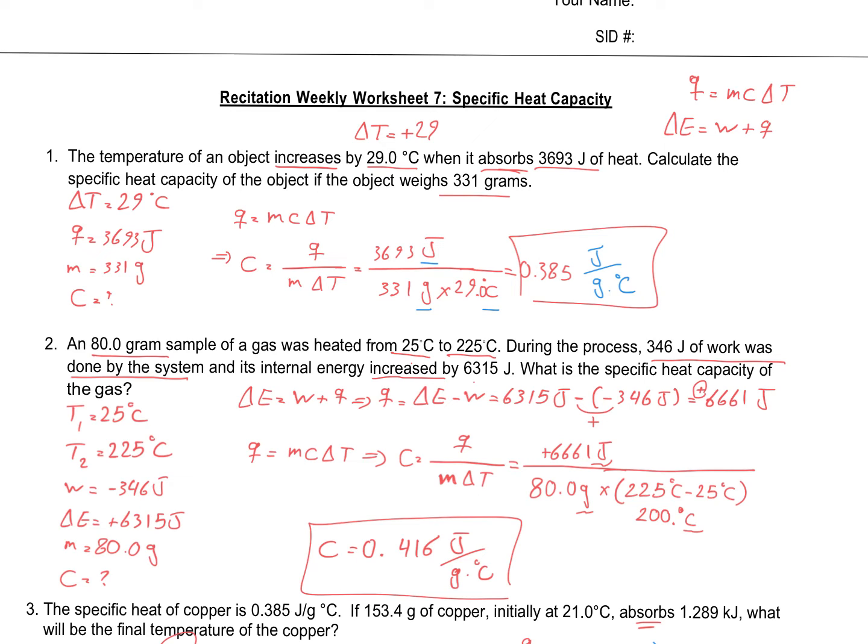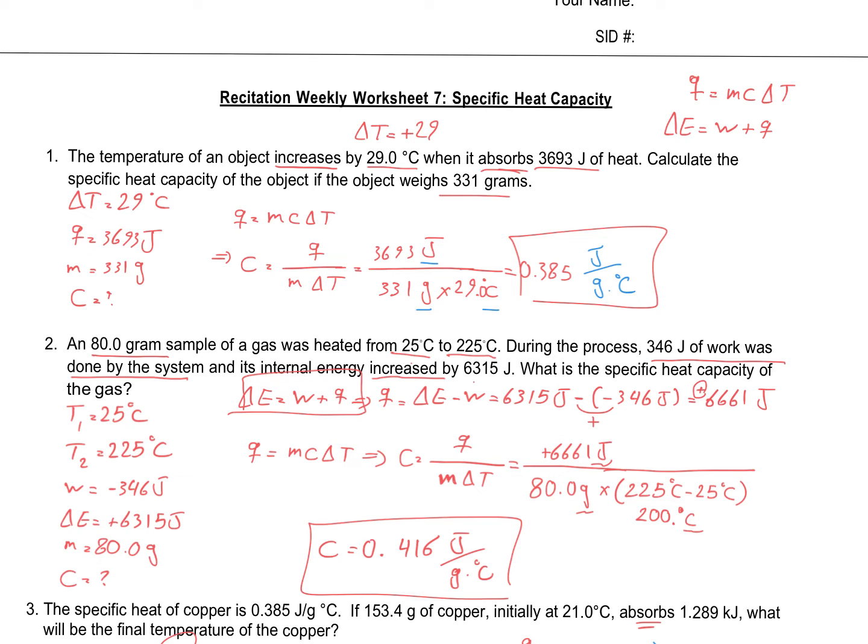To find the specific heat capacity, we need Q, because we know we have to use the Q = mcΔT equation. We have C, we are solving for C. We have M, and we have T1 and T2, so we can find delta T. So we need Q. To find the Q, we have work and we have internal energy. So we have this equation: delta E is the sum of work and Q. To solve this for Q, Q is delta E minus work. So you have to be careful with that.